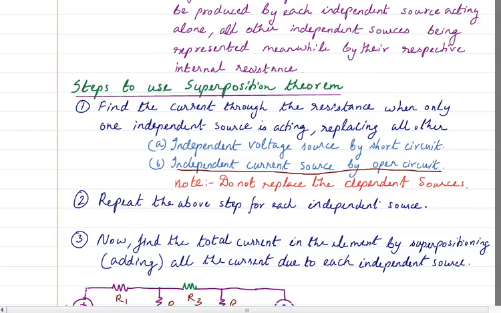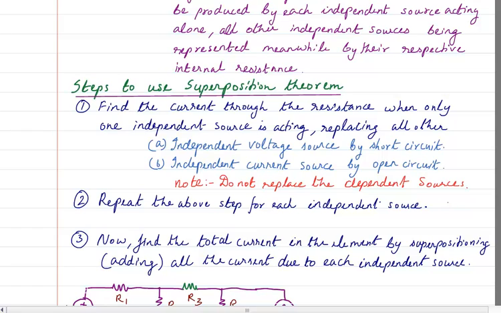And this is very important, that's why I wrote it in a different color. Do not, and I repeat, do not replace the dependent source. You should never replace the dependent source. Okay, be careful about this. People make a mistake because they go behind changing the dependent source, and that's where you will lose marks drastically.